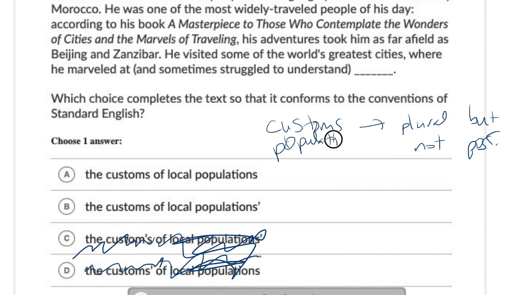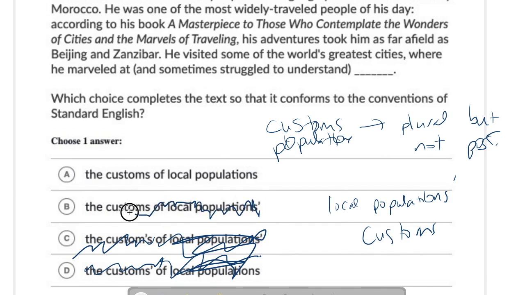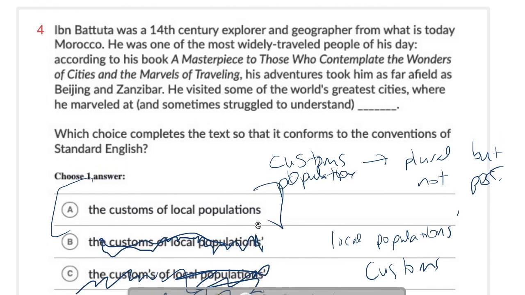They could have written this differently. They could have said local populations' customs, and that would have been fine. But I think this is better. But in any event, they're not going to give you two equivalent or roughly equivalent options. The thing is that that's not possessive the way it is written here, and so we just go with A, and that is that.